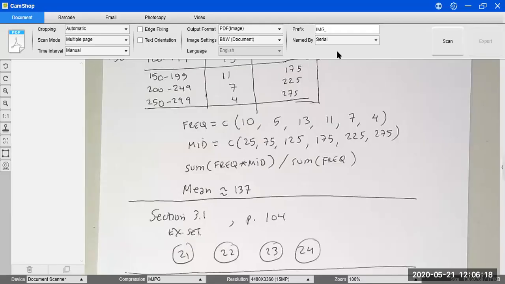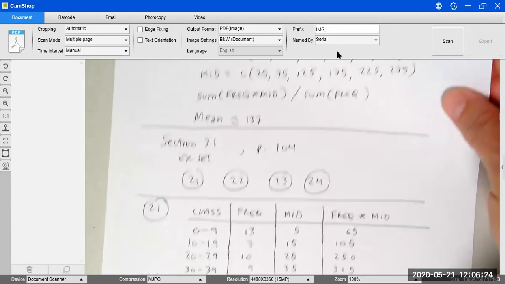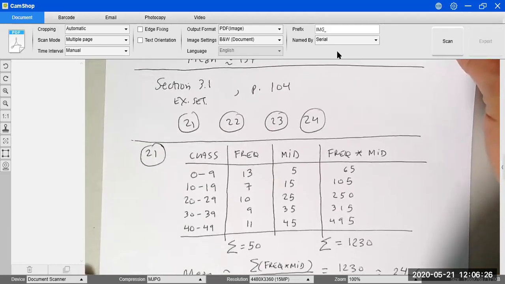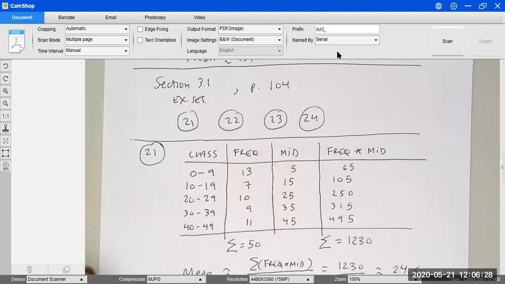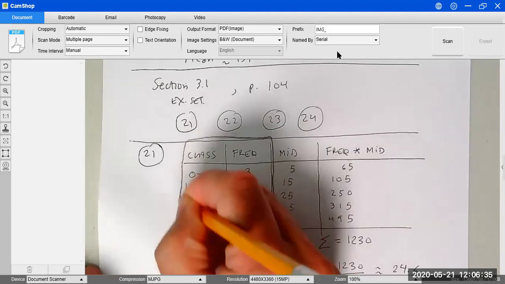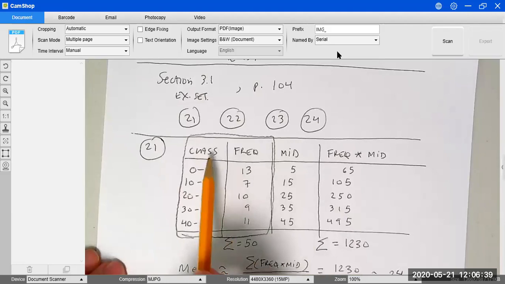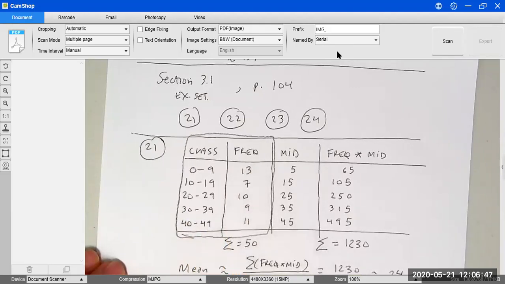I'm going to show you the solution of problem 21 just for you to check your work before submitting your work. So problem 21, you have this frequency distribution. This is what is given. So we have classes from 0 to 9, 10 to 19, 20 to 29, 30 to 39, and 40 to 49, and the frequencies, the ones that are listed here.